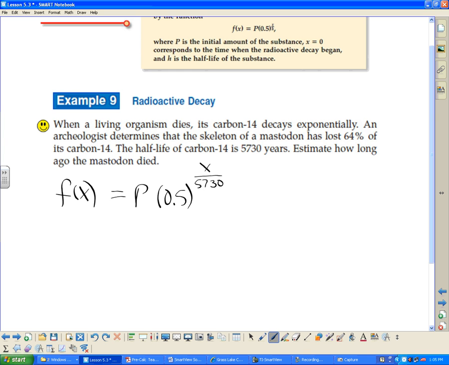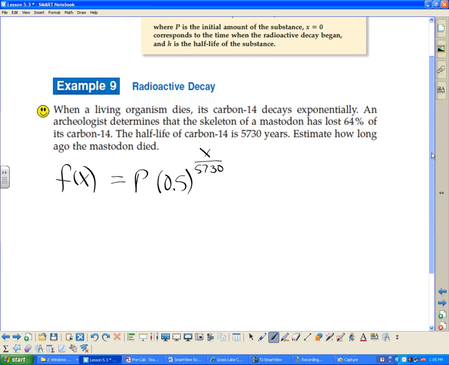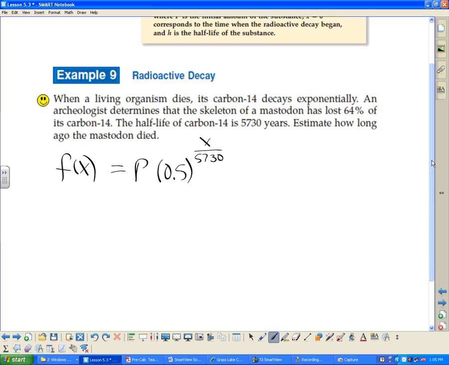In this problem it says an archaeologist determines that the skeleton of a mastodon has lost 64% of its carbon-14. Well, if it's lost 64%, there's only 36% remaining. So we're going to put 0.36 here for our ending value, and our starting value would be 100% or 1. So they started at 100%, it's now down to 36%. We want to know how long ago did this mastodon die, so we're going to try and find x.